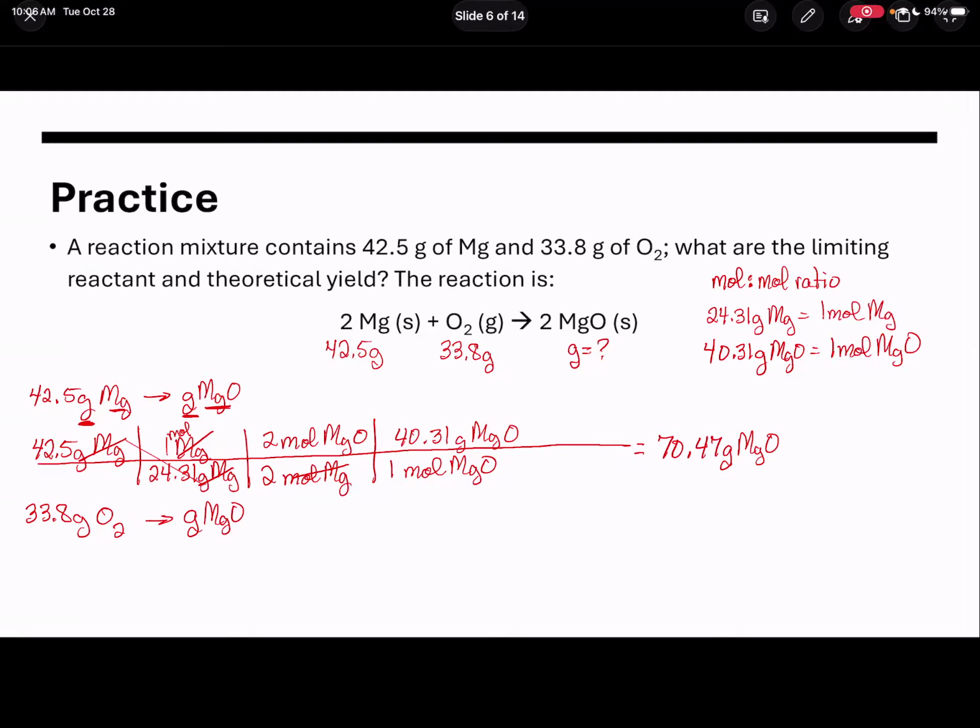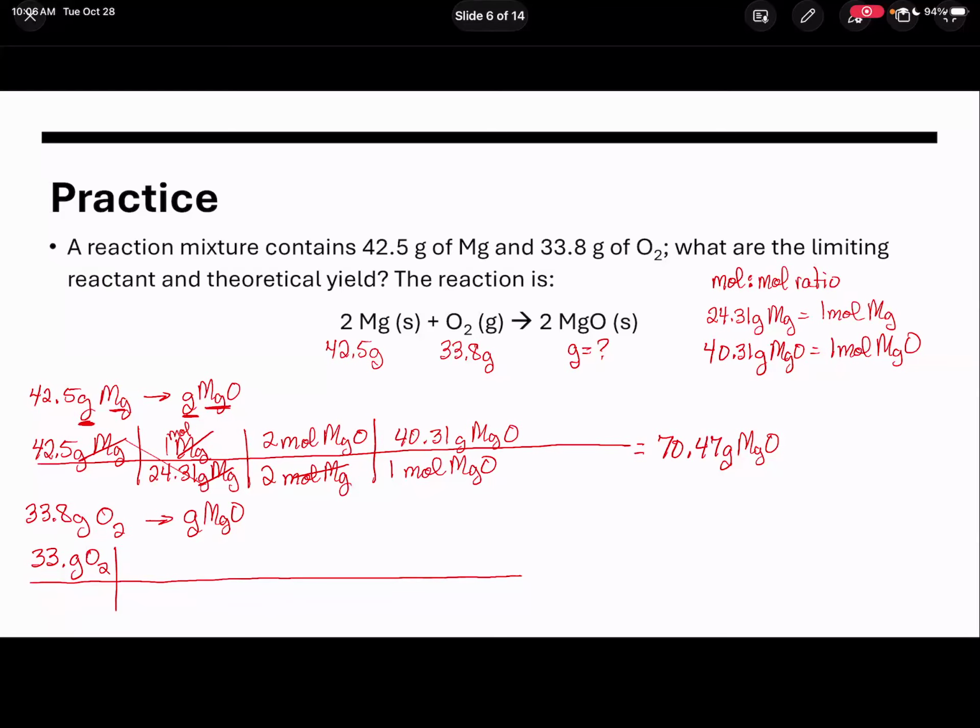But this is a limiting reactant problem. You cannot just do one calculation. You have to do a second calculation. You have to convert that second reactant into the desired product. So we're going to convert the 33.8 grams of oxygen into grams of magnesium oxide.